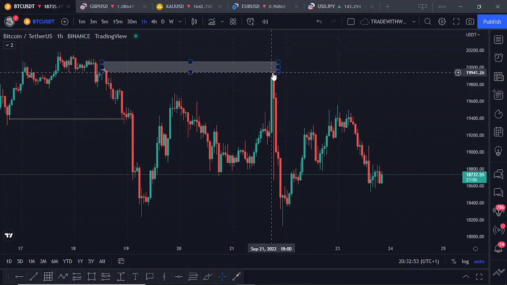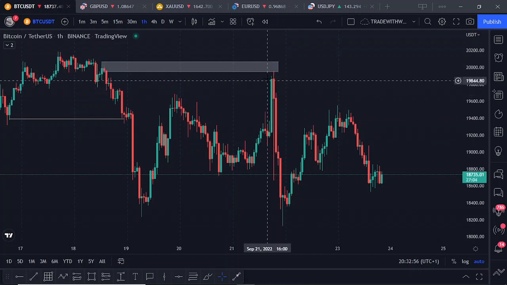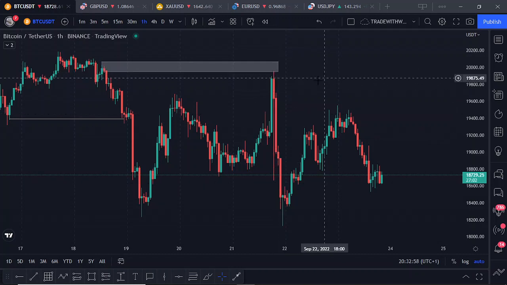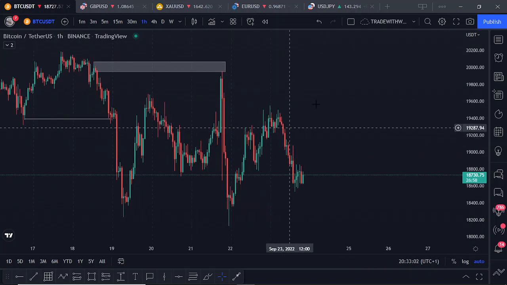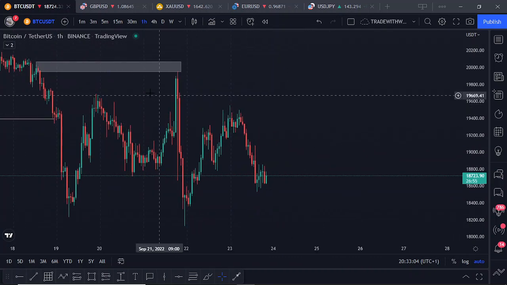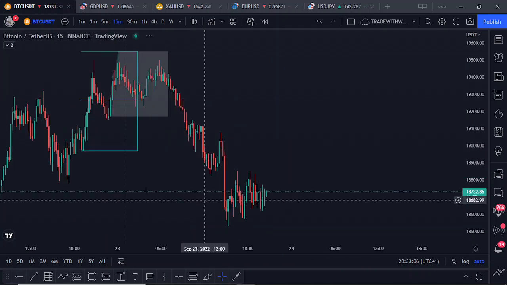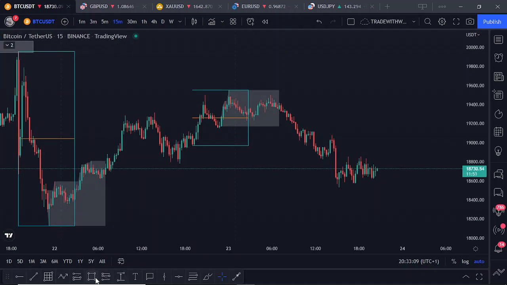So this one was a beautiful setup. I sent this one to my student and then look at what happened. It sold off immediately. Now this is the current market price, and we still want to look for more opportunities to sell. So yesterday I also found another supply zone over here.